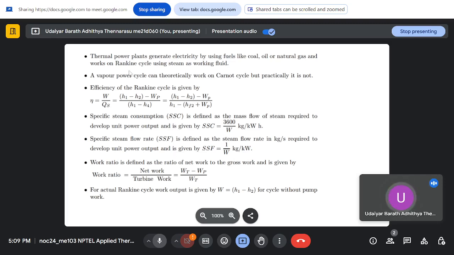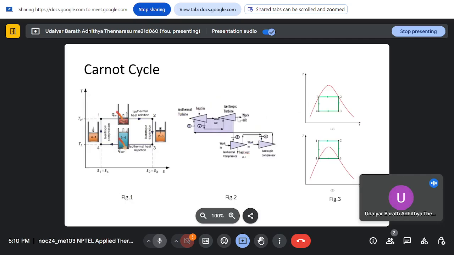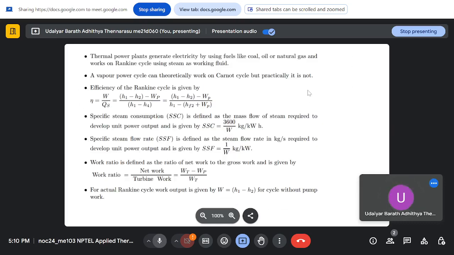So the first application: thermal power plants generate electricity by using fuels. They burn basically coal, oil and natural gas, and they use a Rankine cycle with steam as the working fluid. So the Carnot cycle, when operating in the vapor phase, ideally could work, but there are practical difficulties.